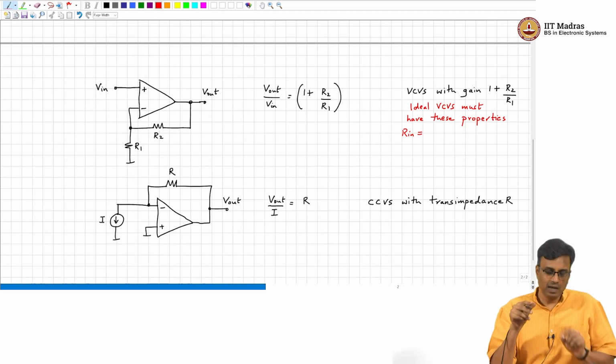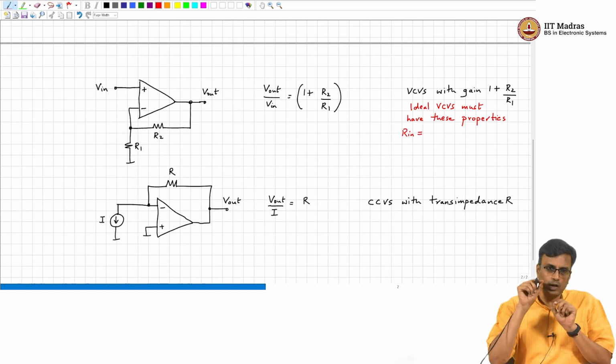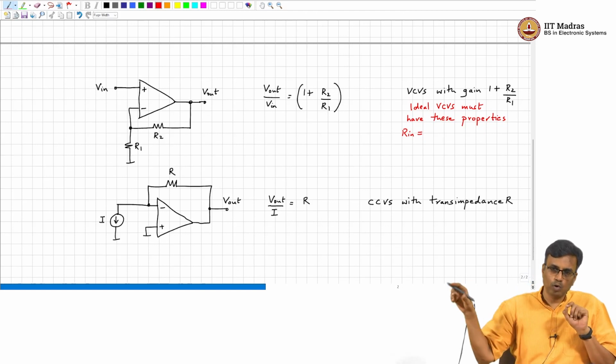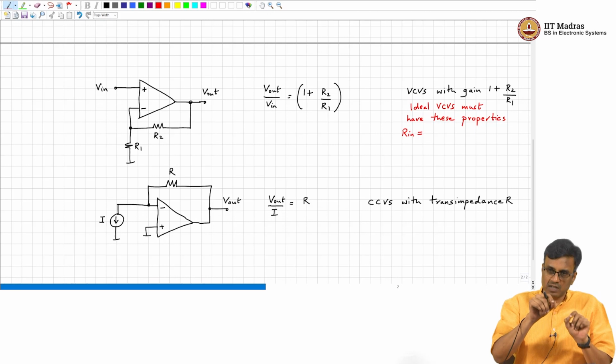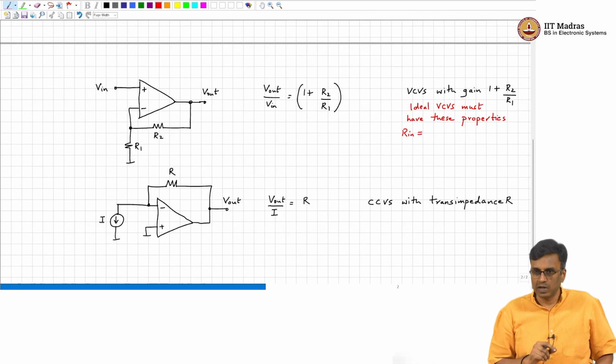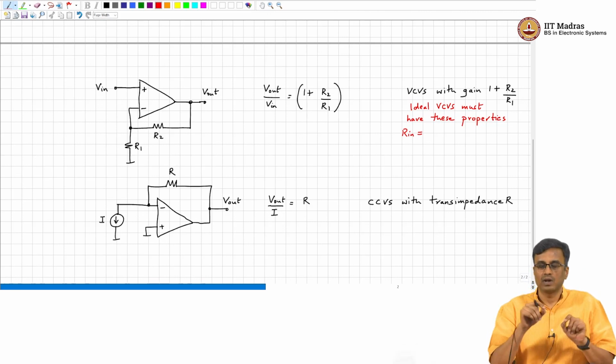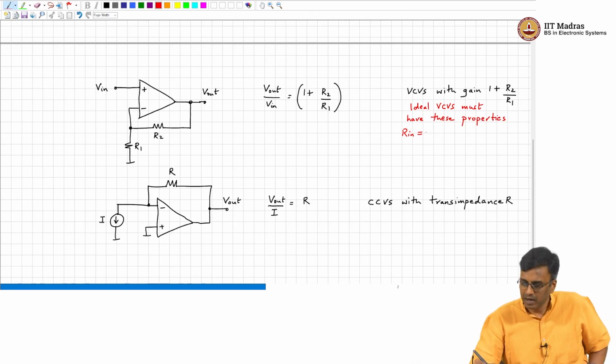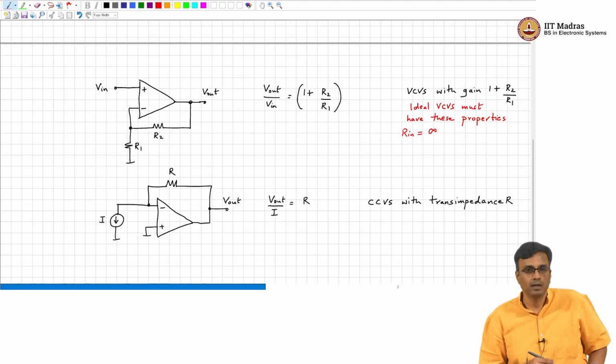Basically, when you have any voltage controlled source, you are controlling something based on the voltage you measure. So, when you measure something, you should not disturb the measurement. That is only possible when the input resistance of the voltage controlled voltage source is infinite, so that it does not draw any current and thereby disturb the voltage it is trying to measure, correct. So, R in must be infinite.